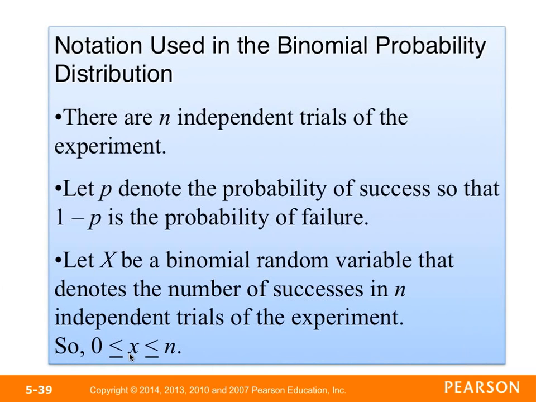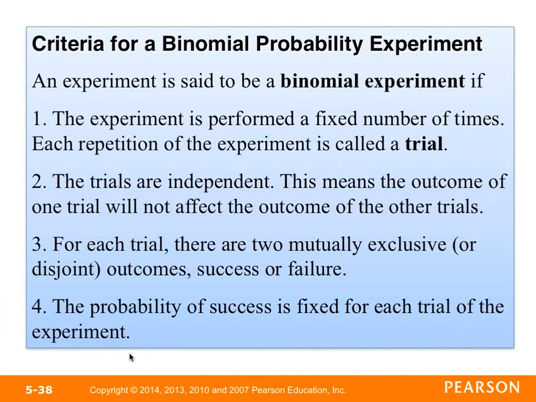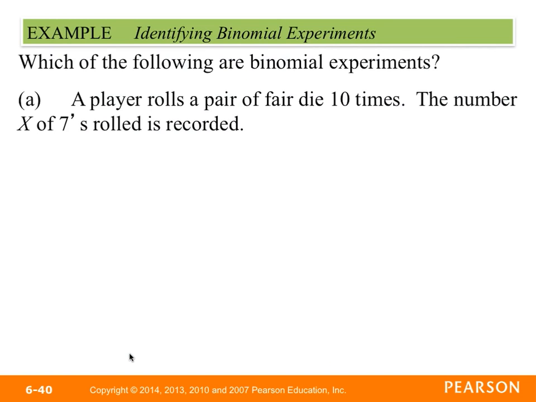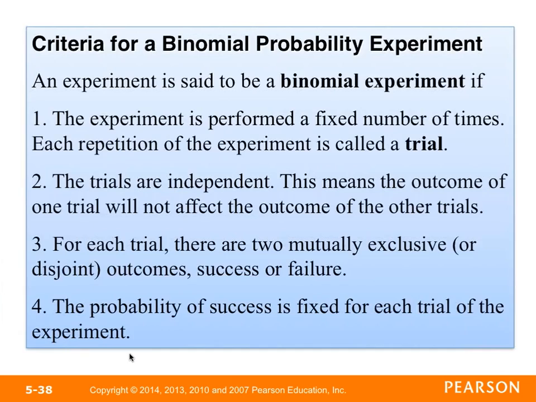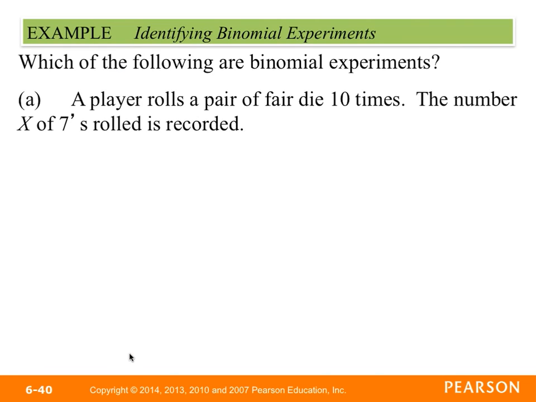Okay, so let me go back to our qualifications here. We have 10 trials. They're independent. If you roll a die once, it has nothing to do with the other one. We have a success or a failure. For example, success would be getting a 7, failure would not. And then what was the last one? Oh, the probability is fixed for each. Yes, the probability is going to be the same every time that you roll a fair die.